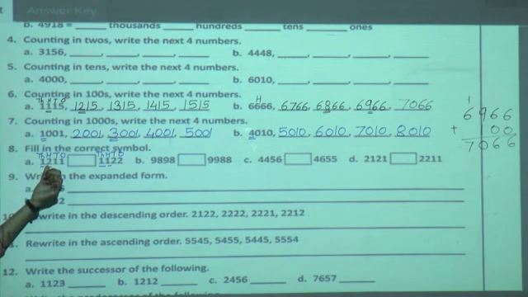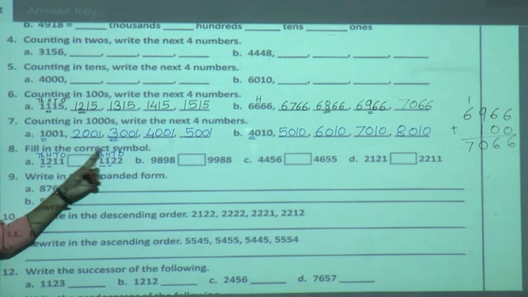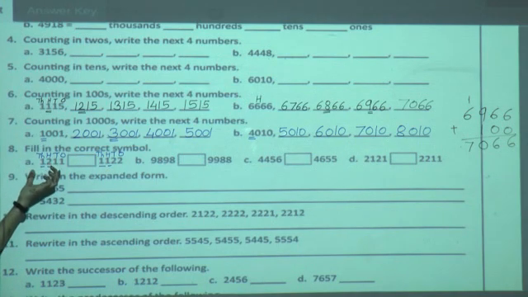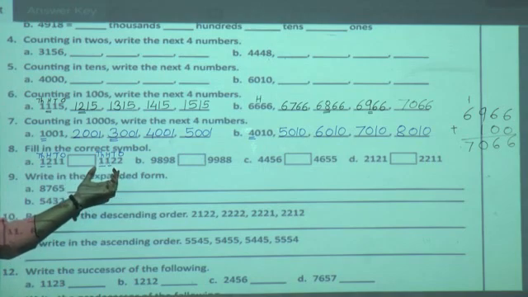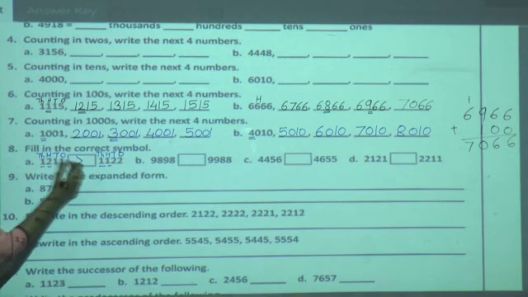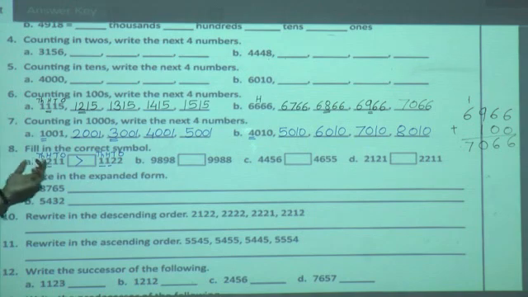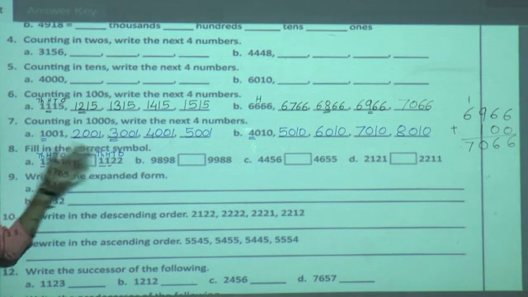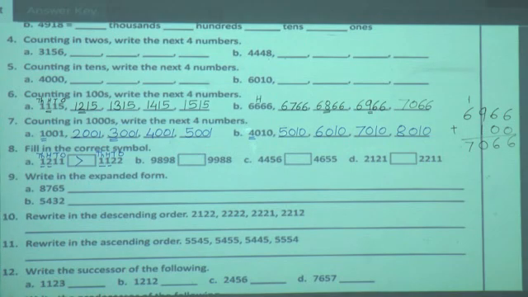Now tell me which one is greater? 2 is greater, or 1 is greater? Yes, of course 2 is greater than 1. So this whole number is greater than this number. So we will put this symbol. Means 1211 is greater than 1122. Are you getting? Okay.